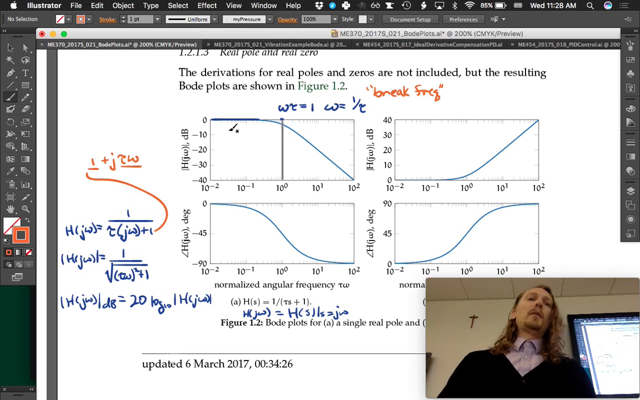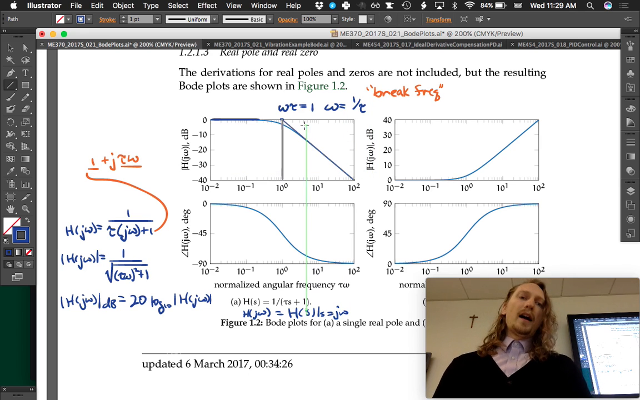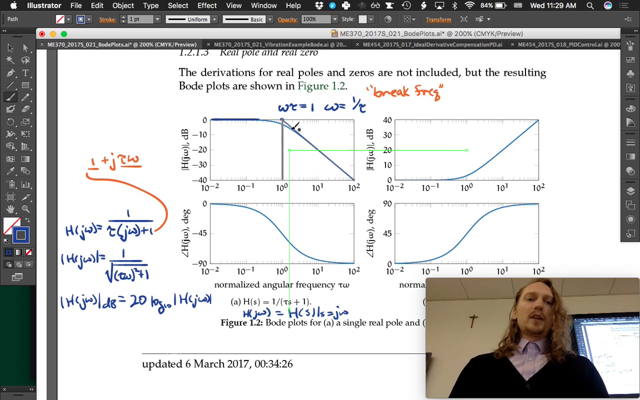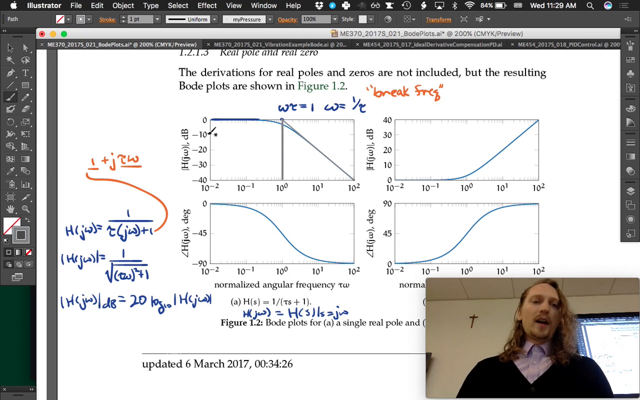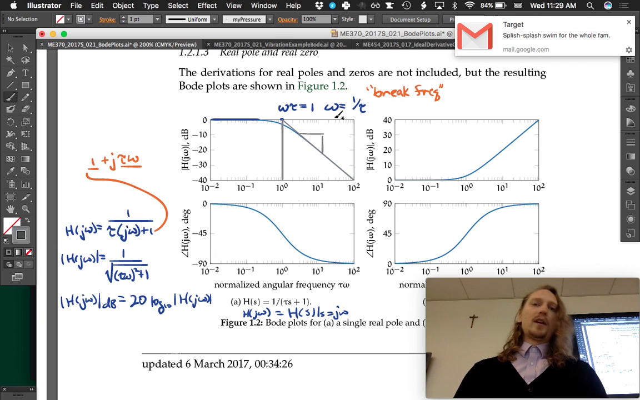Okay, so we're here and we saw a straight line at 0 dB until we hit the break frequency. And then what we actually have is a straight line from that break frequency going down. Do you want to look at the plot and tell me what the slope of that line is, without me drawing?